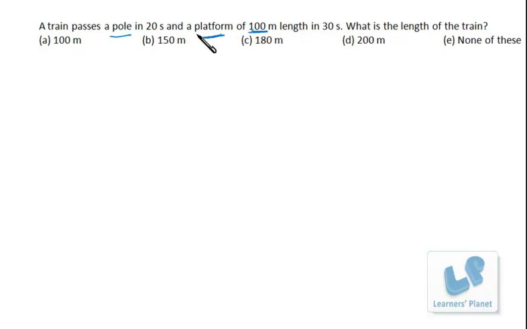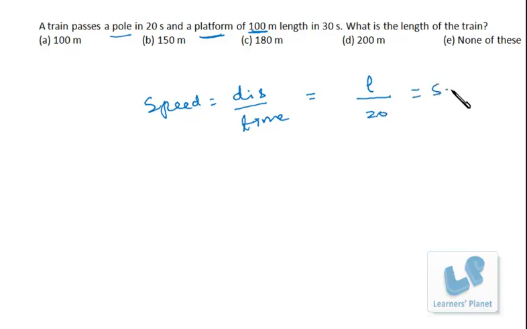So when a train is crossing a pole, we do not consider the length of the pole, but we consider the length of the train, right? So what is speed? Speed is equal to distance by time. Now in this case, what will be the distance? Distance will be nothing but the length of the train. I assume it to be L, right? And time it is taking is 20 seconds, right? So this is the speed of the train, right?